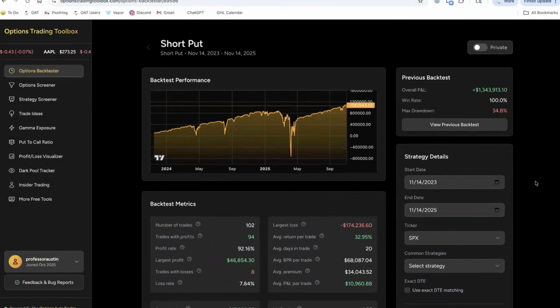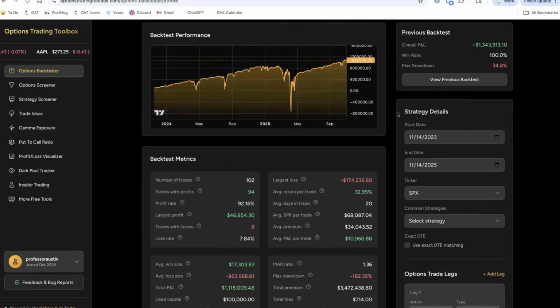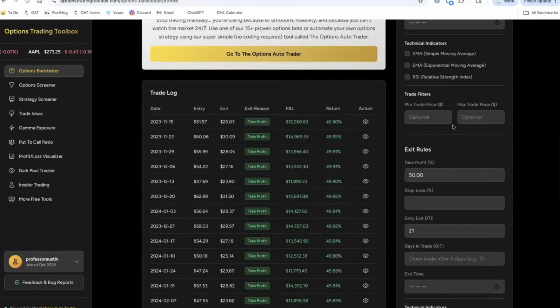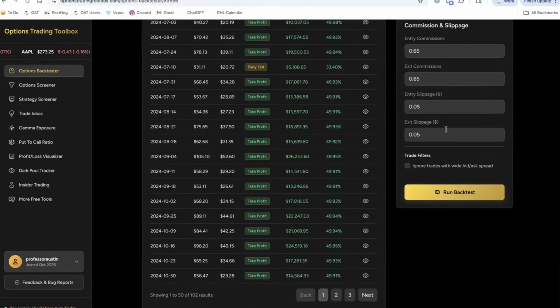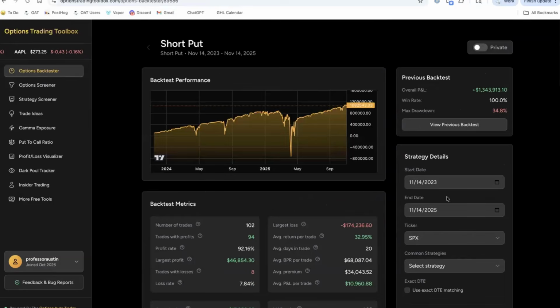What I also love is you can easily tweak the settings of the strategy right here. These are all the settings of this back test. And I can just tweak them and then rerun the back test all from one spot.